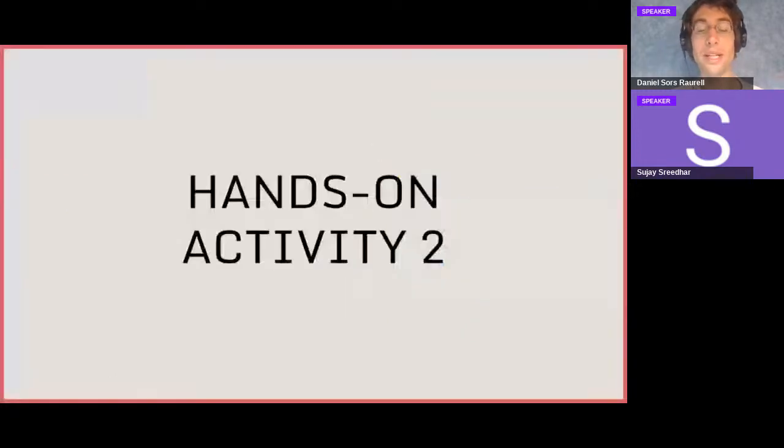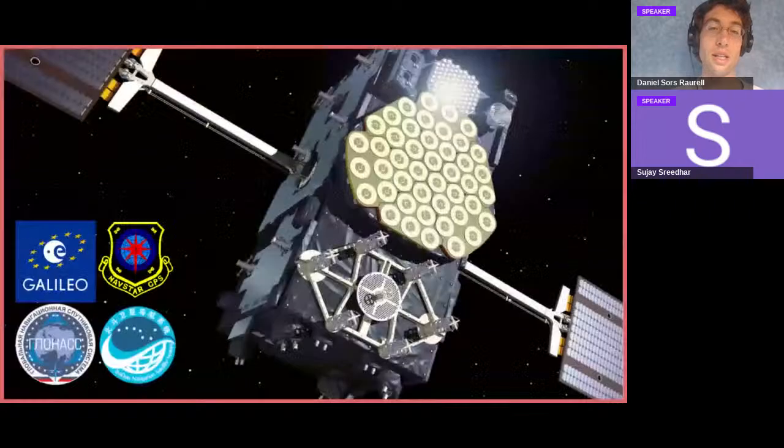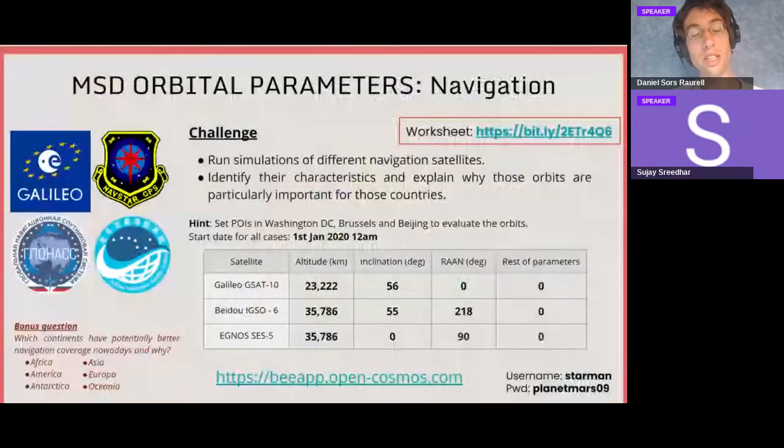Important. The power budget, it's very important. Great, I'm mindful of time, so we're going to do the constellations into the second hands-on activity. This goes into navigation constellations. So we're going to run simulations of GPS satellites that have very similar orbits to the Galileo satellites.